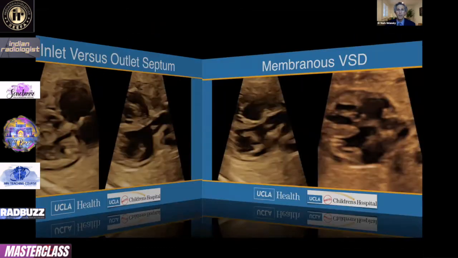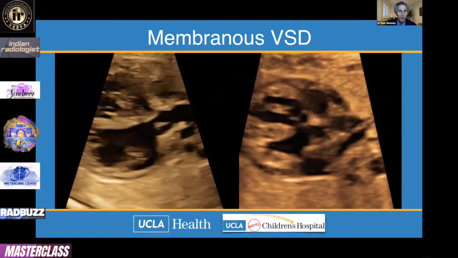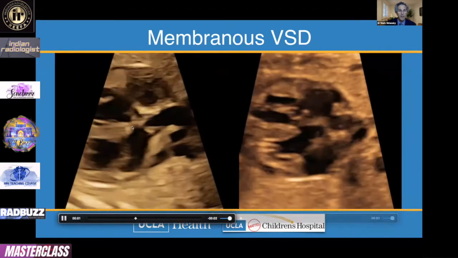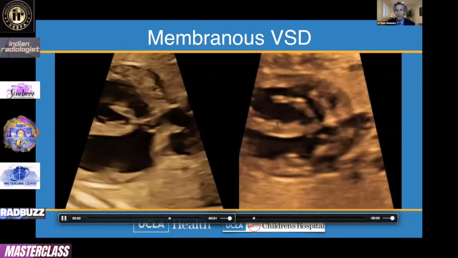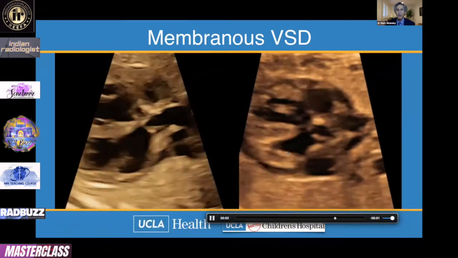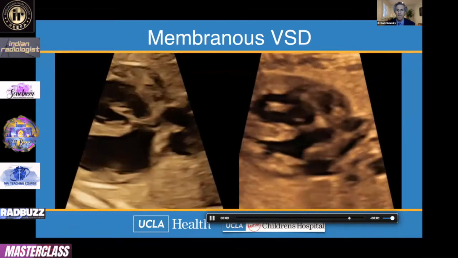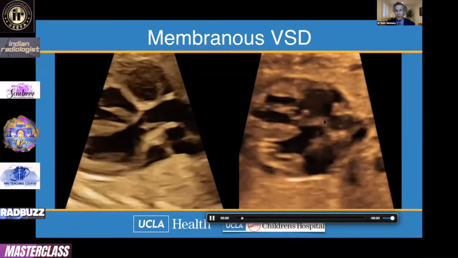So let's talk about membranous VSD. Even though it's not technically part of the four-chamber, I just figured I'd include that. Here on the left, there's a small membranous VSD you could see here. On the right, I don't know if you can see this, but this is a baby with Down syndrome. I was doing a fetal echo just because of Down syndrome. And in fact, it looks like you could see continuity of the septum up to the aortic valve.